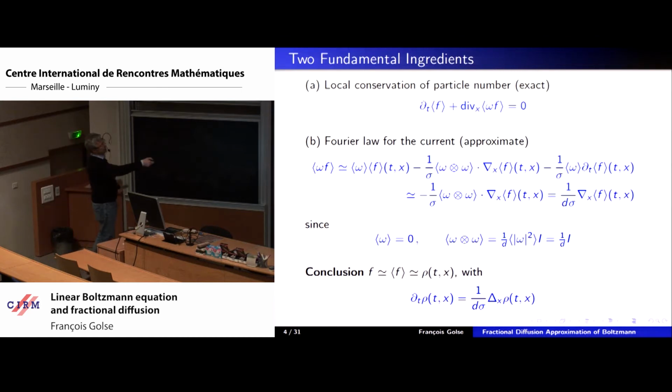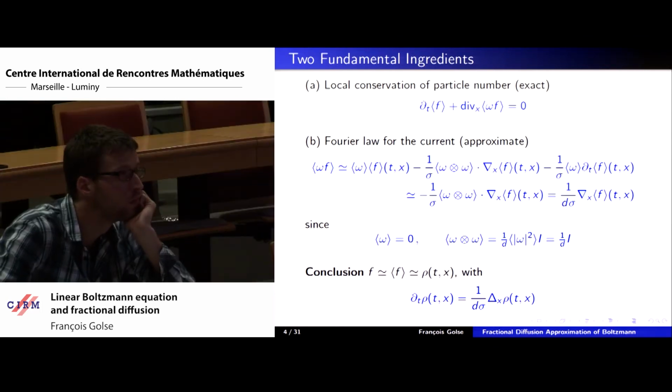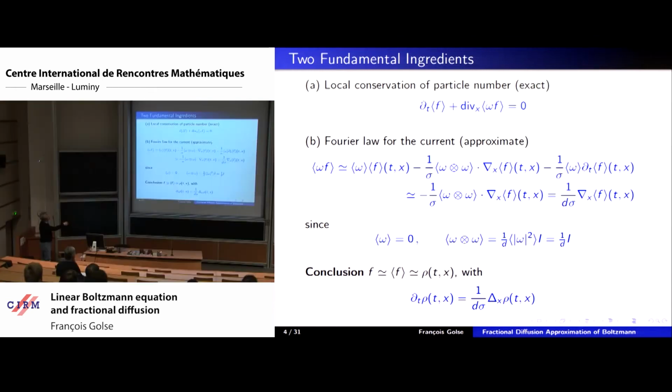If you do the computations, you see immediately that the average of omega times omega is proportional to the identity by isotropy. And here you have that the diffusion coefficient is 1 over the space dimension times sigma, and then you have the gradient of f. Therefore, if you plug this information in here, you see that there's a minus which is missing here. I'm sorry about that, there's a typo.